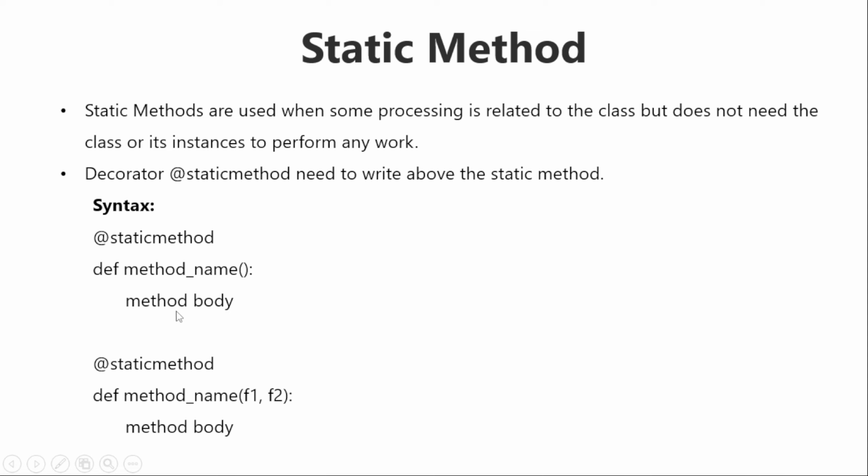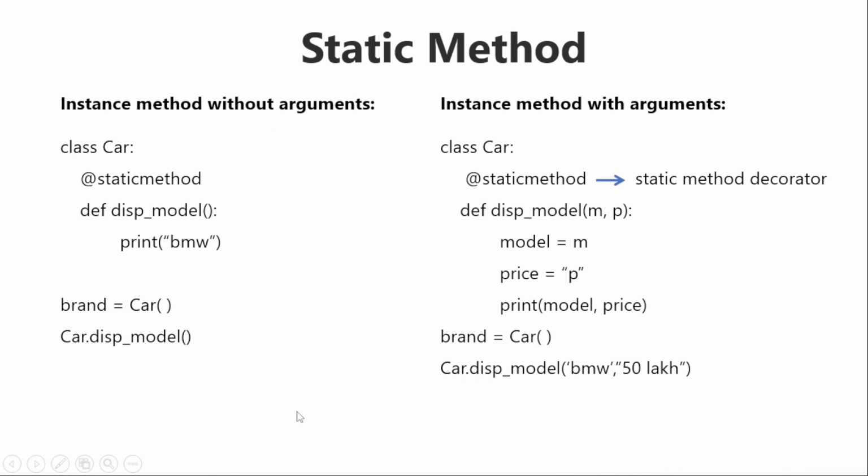Static method, def method name, method body. This is without parameters, and with parameters. Now we have an example here, static method without arguments. We have defined a class called Car, with a static method def disp_model, which prints BMW. So when we call Car.disp_model, you will get an output as BMW. Static method with arguments.